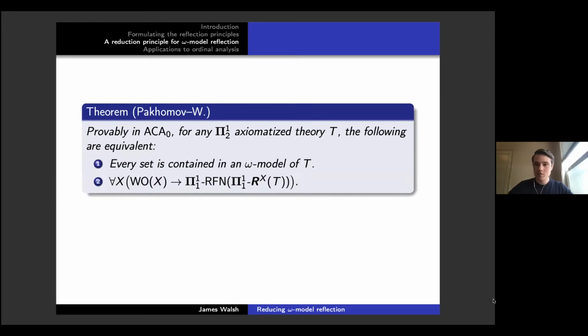And now we can state the theorem. Provably in ACA 0, for any boldface pi12 axiomatized theory T, the following are equivalent. First, every set is contained in an omega model of T. And second, for every X, if X is a well ordering, then X iterated pi11 reflection is pi11 sound. Okay, so that's the theorem.